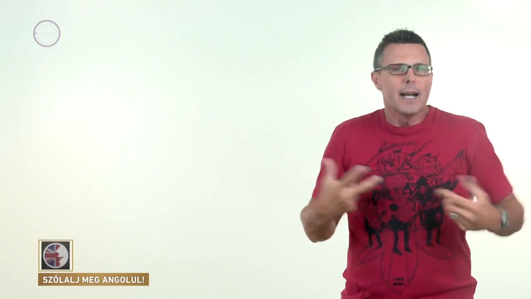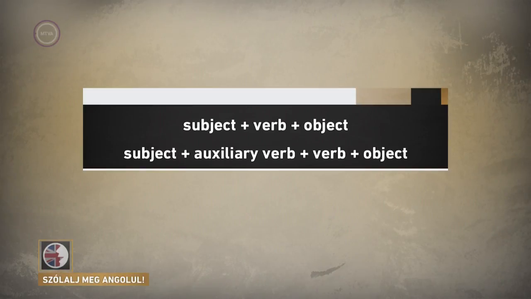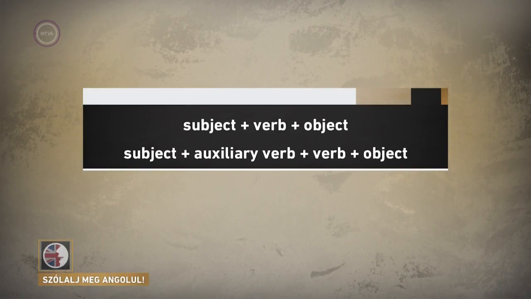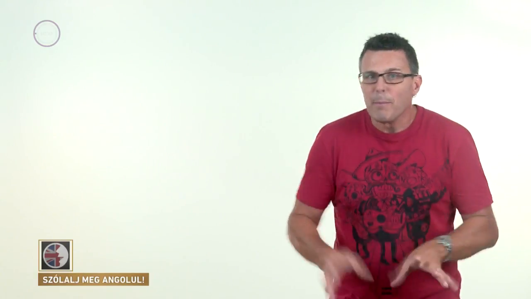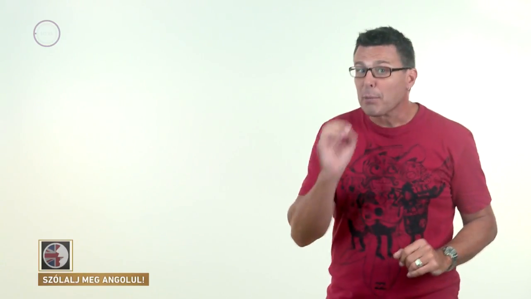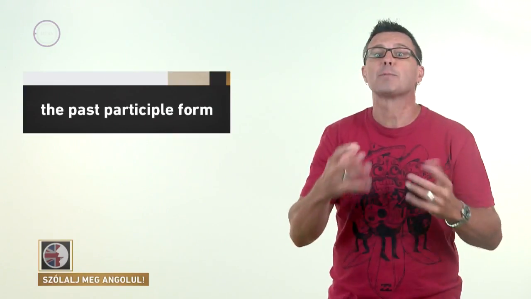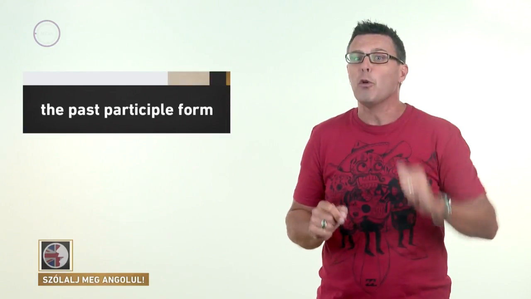All right, so, the present perfect, a tense we use to talk about things which have a connection from the past to the present. A tense which we make with an auxiliary verb. Yes! Instead of subject, verb, object, here it's a case of subject, auxiliary verb, verb, object. And, of course, we all remember that the main verb in a present perfect sentence is in the past participle form, the third form.